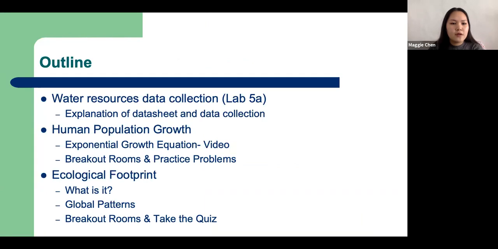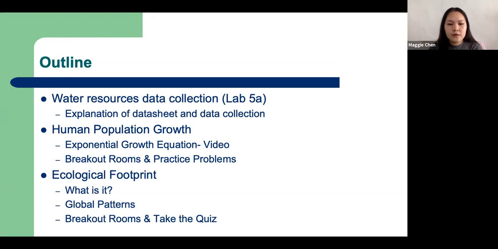We are going over our water resources data collection, lab 5A, just a brief intro on what you would have to do after this lab ends. You're going to be recording your own data, like your water use, for the next 7 days, the next week before we meet for next week's lab, because we're going to be using that data to look at what your water use looks like in comparison to the average US citizen, and compared to the rest of the people in this lab.